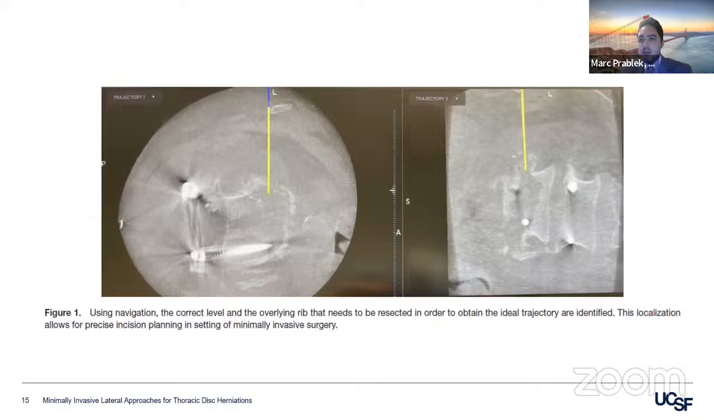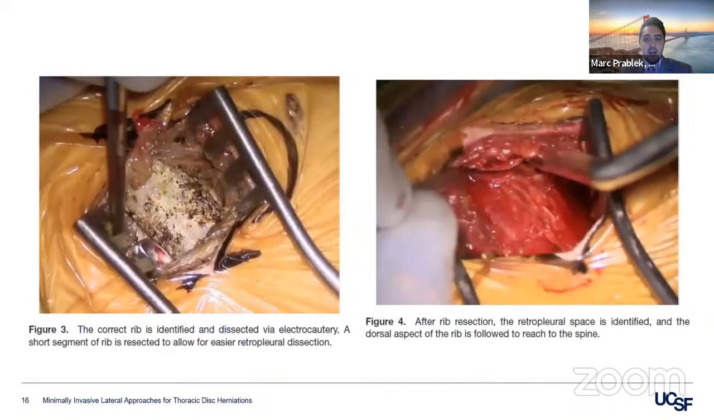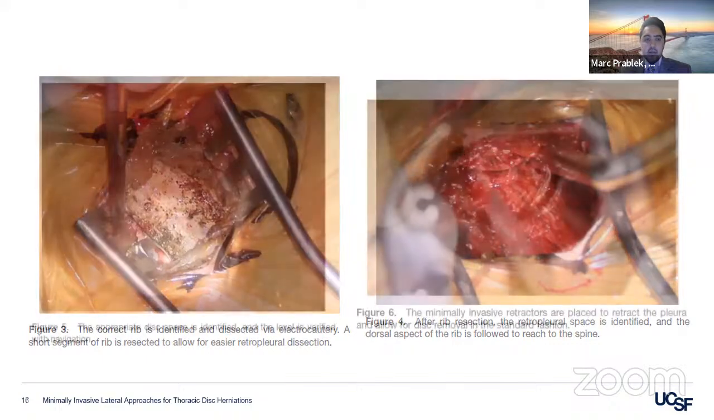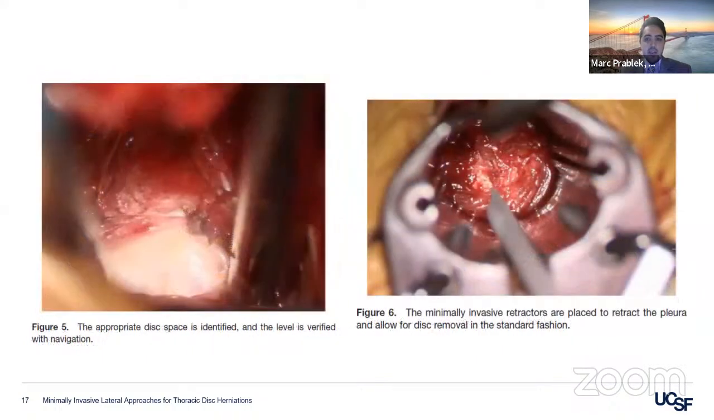These are just a few demonstrative pictures showing the use of navigation and projection here. Showing dissection circumferentially around the rib, and then after resection, showing the retroportal space, and then showing the disc space once the retractor is placed, which allows for good visualization of the pathology.